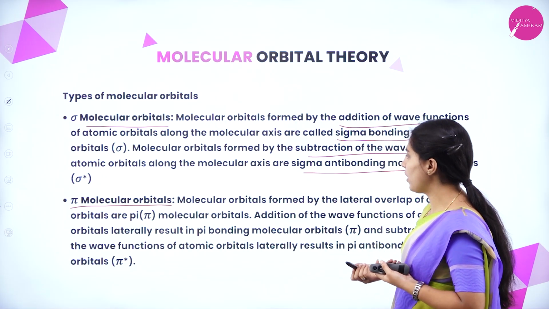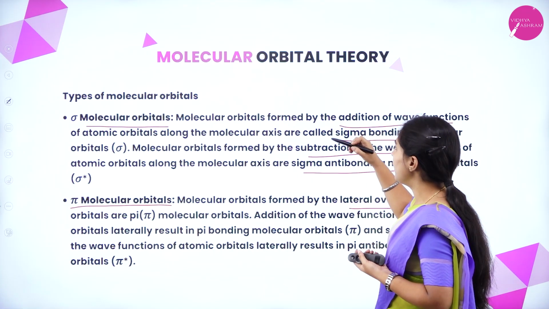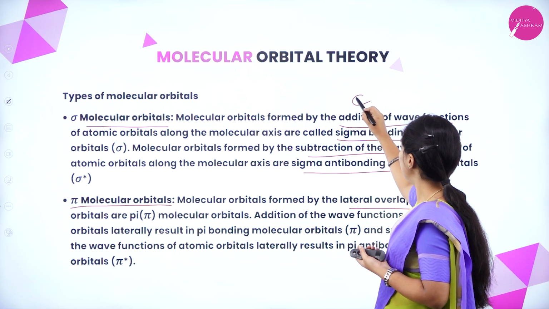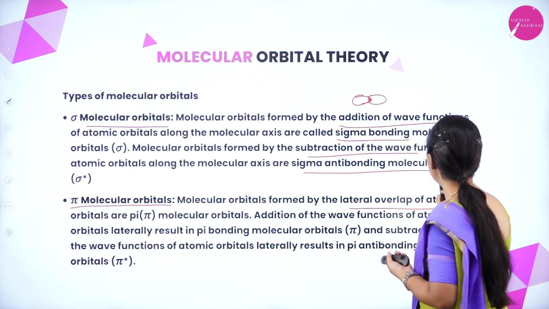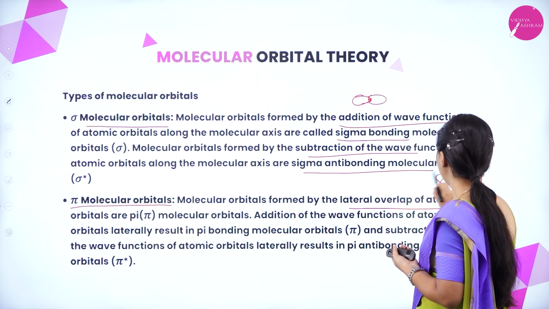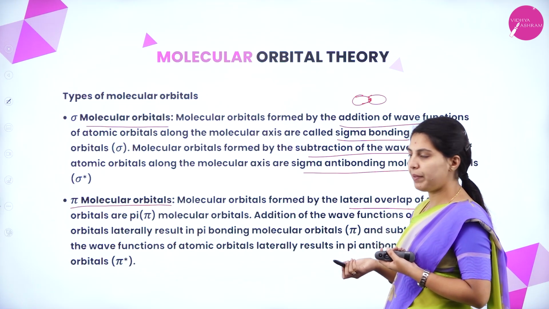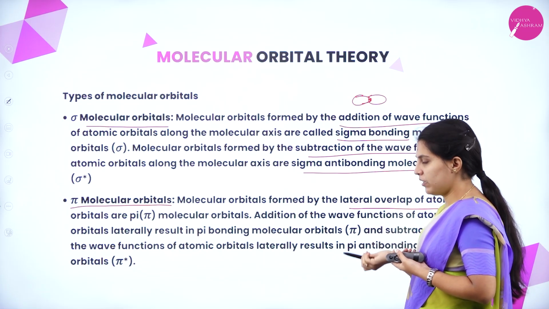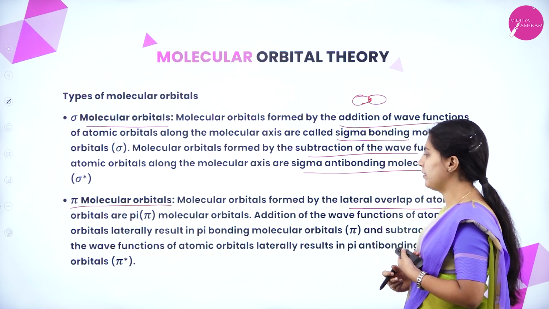The pi molecular orbital is formed by lateral overlap. In sigma, the axial overlap will be seen, but here the lateral overlap can be seen. Same thing: if the addition is taking place, that is normal pi overlapping. If the subtraction is taking place, that is pi star overlapping.